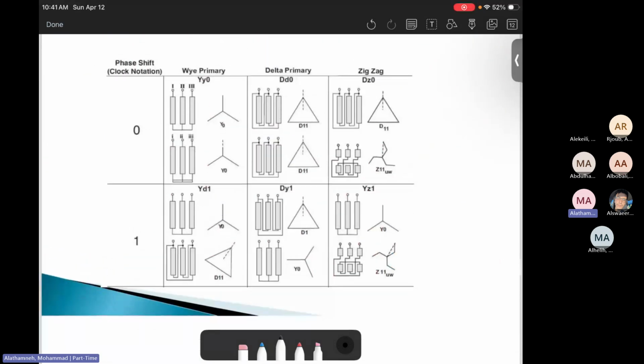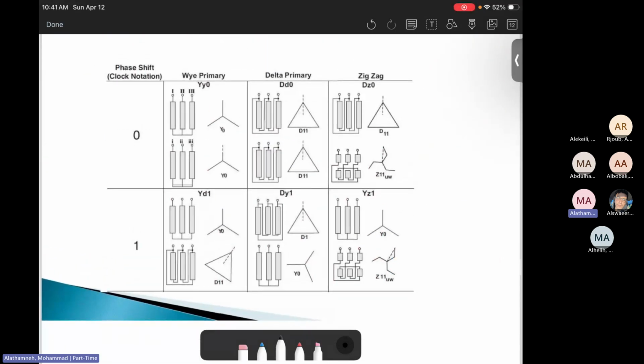Okay? Let's look at this chart, summarizing everything. So we have Yy0, primary is Y, secondary is Y, the displacement is 0. Dd0, primary is delta, secondary is delta, displacement angle is 0. Then there is a zigzag, Dz0. What does zigzag mean? We already discussed the zigzag in the previous chapter.